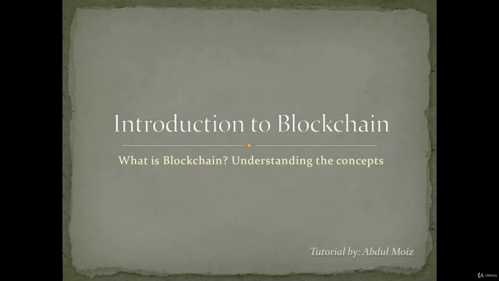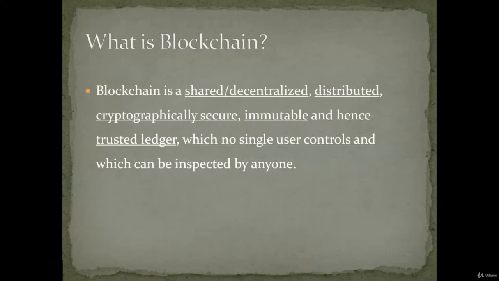So what is a blockchain? Let's take a look. Blockchain is a decentralized, shared, distributed, cryptographically secured, immutable, and hence trusted ledger, which no single user controls and which can be inspected by anyone using the internet. So let's take a deep look at these terms and understand what they actually mean.